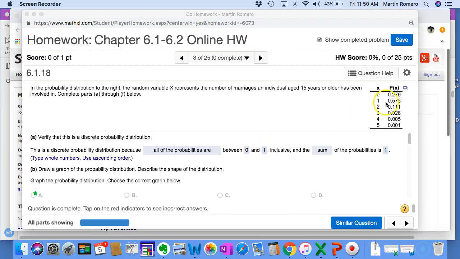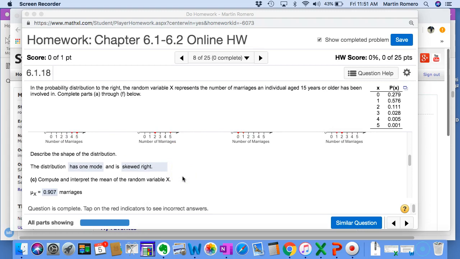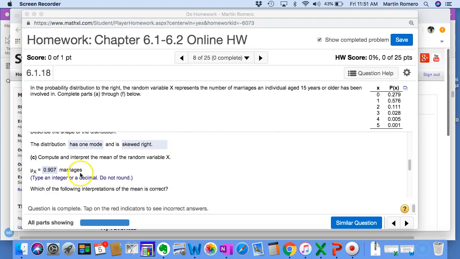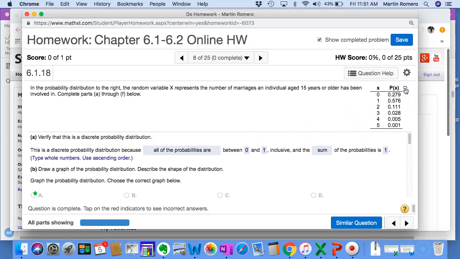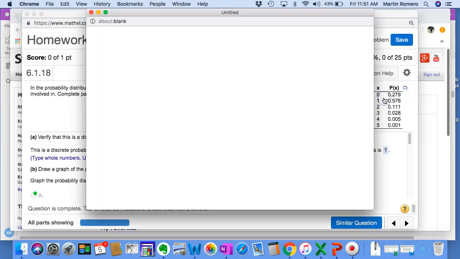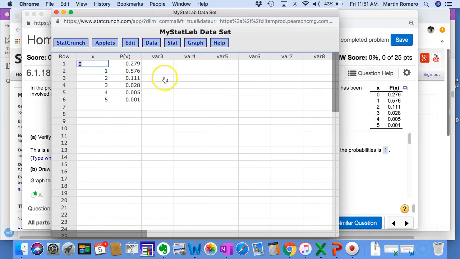Next, I want to show you using StatCrunch how you could look at what the distribution is and how to calculate the expected value, or what we call the mean of the random variable. And we use the term expected value because we're talking about a probability distribution. So we want to look at what is the likelihood, what would we expect to see, right?